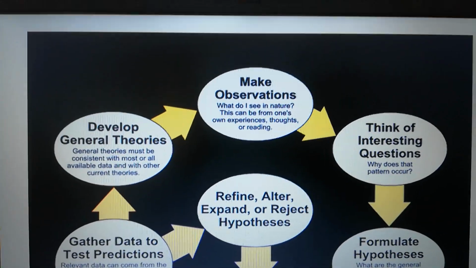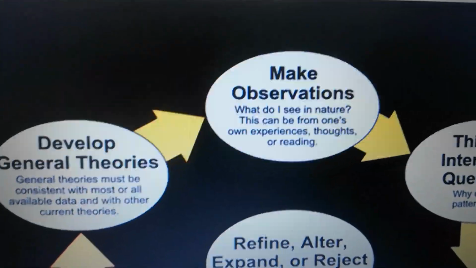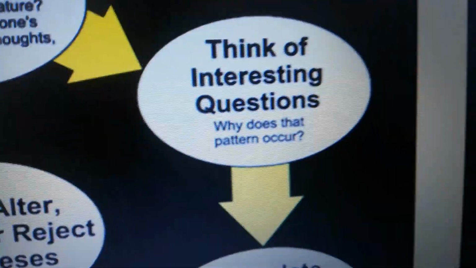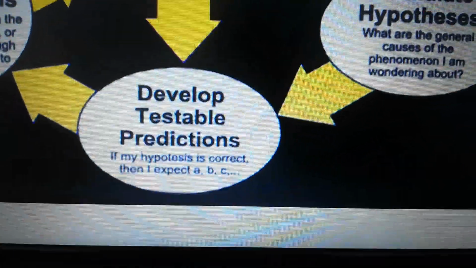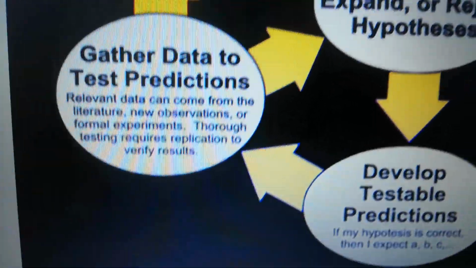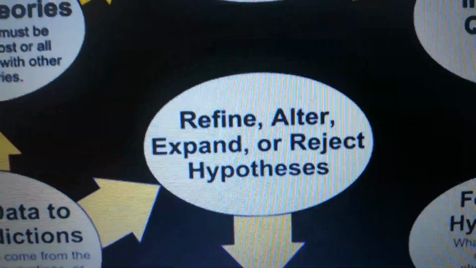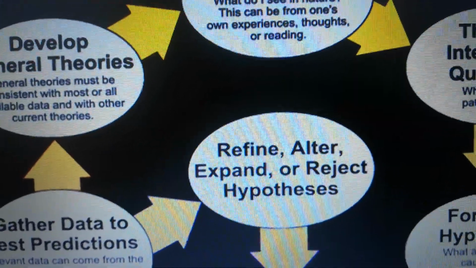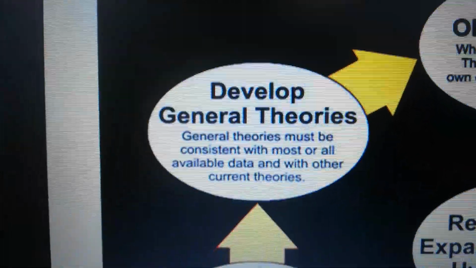Dear students, in the modern age, we have another approach in a very scientific way about our scientific method. Make observations at first, then think of interesting questions, and after that formulate hypotheses, then develop testable predictions, and after that gather data to test predictions, and also refine, alter, expand, or reject hypotheses. When we refine, alter, expand, or reject a hypothesis, this is the base of modern science. Then after that, our last approach is general theories.